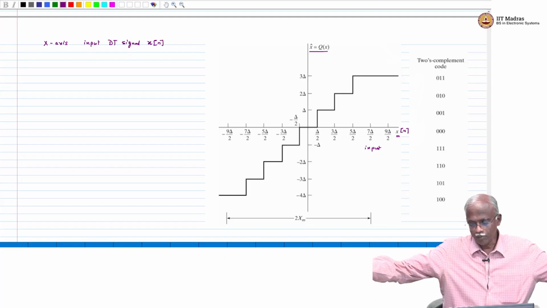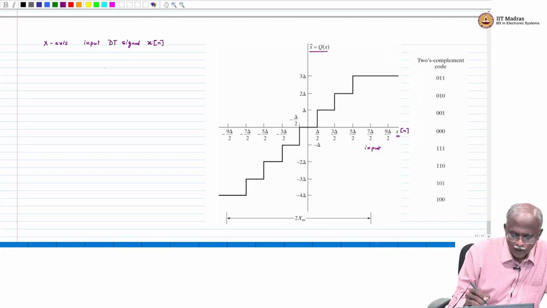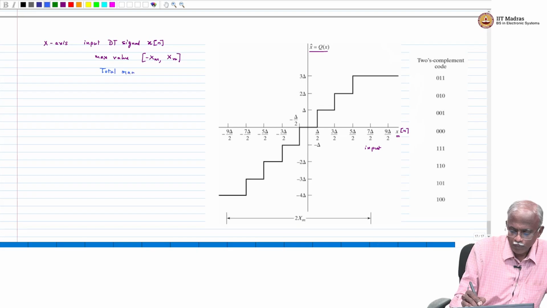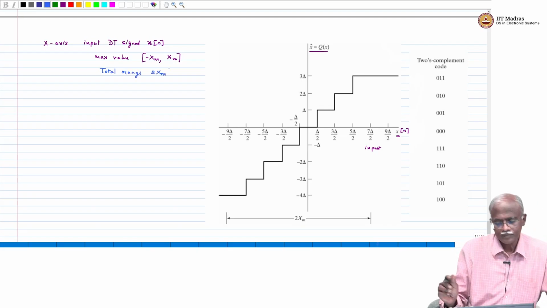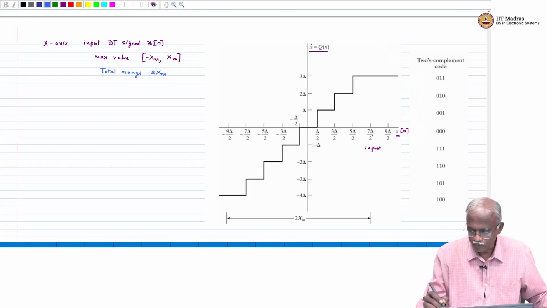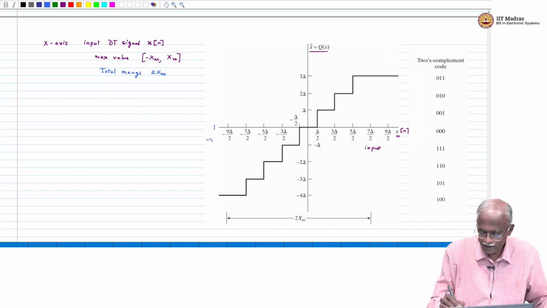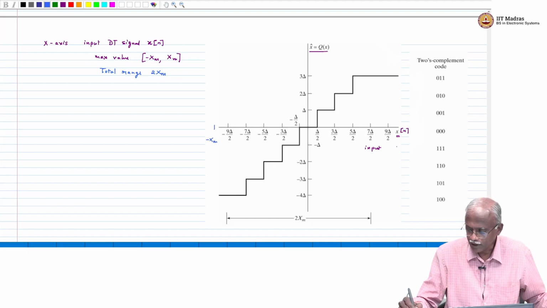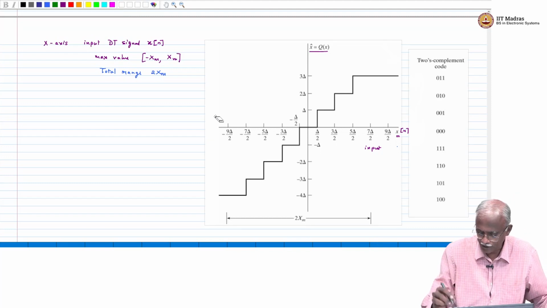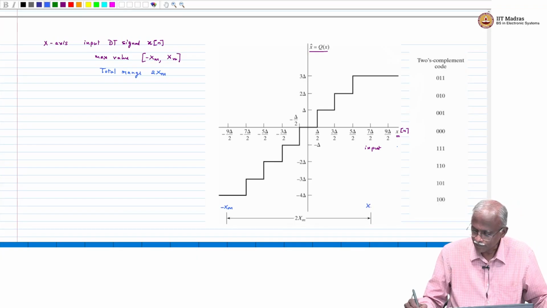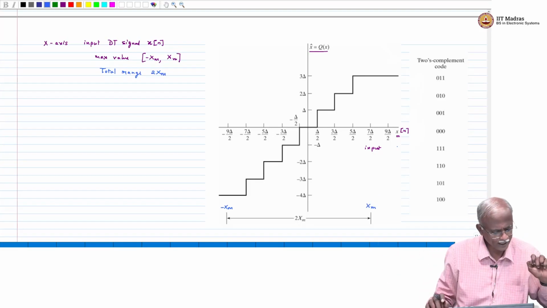It goes from some peak value to some value. Let us say that this one has a maximum value in the range minus xm to xm. Xm is the maximum value. So the total range from positive to negative will be equal to 2xm. That is the range of values. So the total input range is from minus xm to xm.